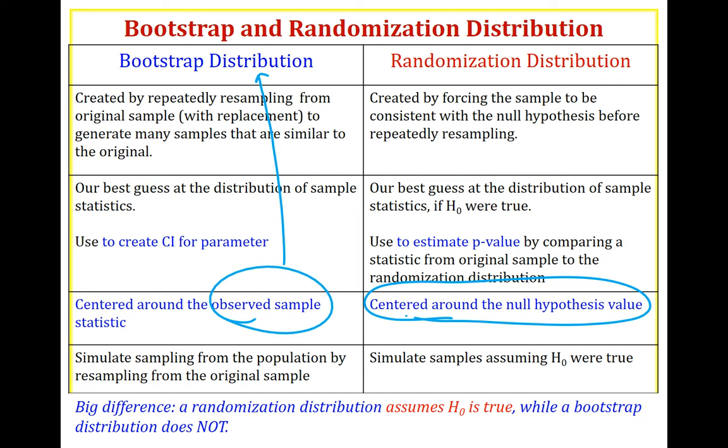The big difference is, down at the bottom, that a randomized distribution assumes H of O is true, while a bootstrap does not. A bootstrap just simply goes and centers itself up on the data, and it doesn't care what H of O is. A randomization distribution does care what H of O is.